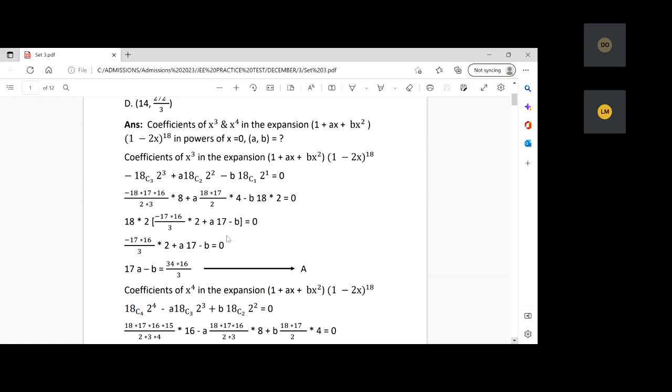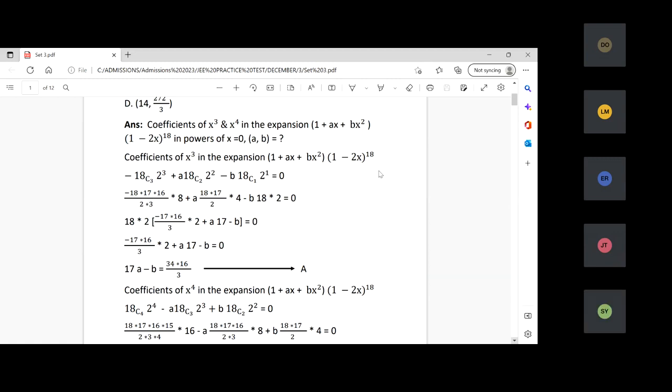You can name that equation 1 and go on to equate the coefficient of x raised to 4. And one more thing, be cautious about the sign, because this is (1 minus 2x) whole raised to 18. It's 1 minus 2x. The expansion is important: 18C0 minus 18C1 2x plus 18C2 2x square, 18C3 2x cubed, up to 18C18.